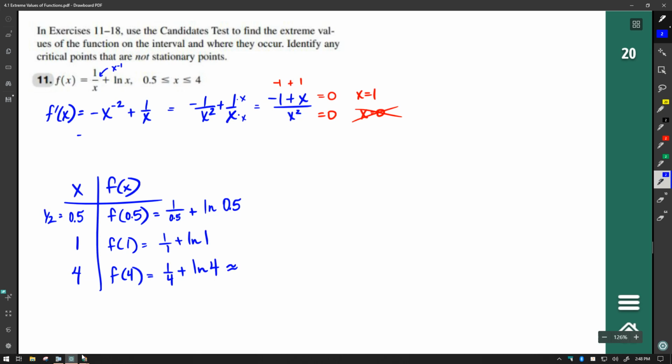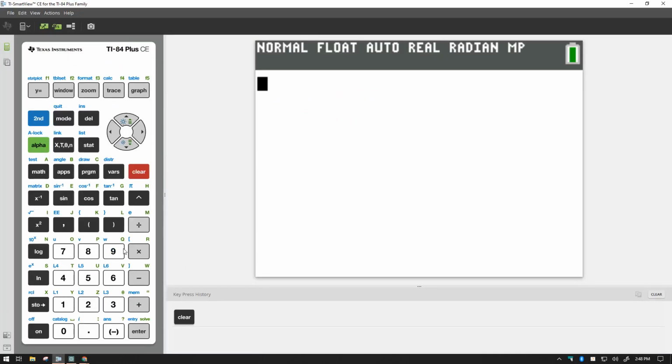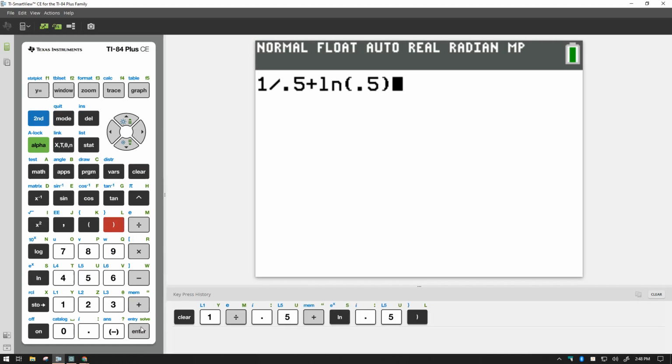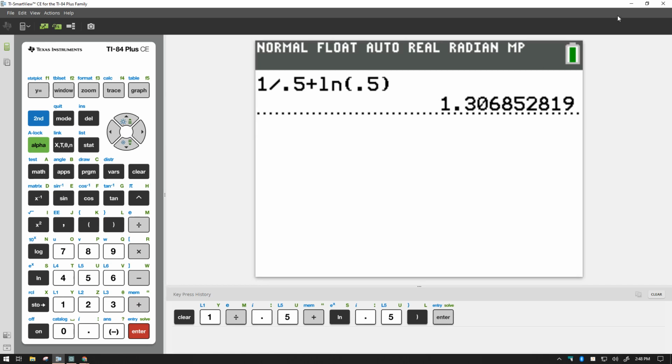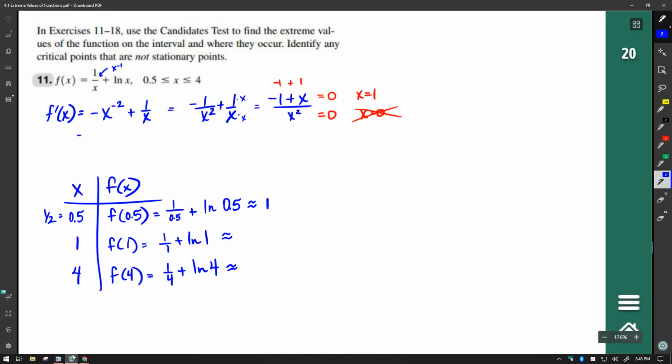And I'm going to use my calculator to help me out with these values. So we want first 1 divided by 0.5 plus the natural log of 0.5. And this is going to be about 1.306. Next, we want 1 over 1 plus the natural log of 1.